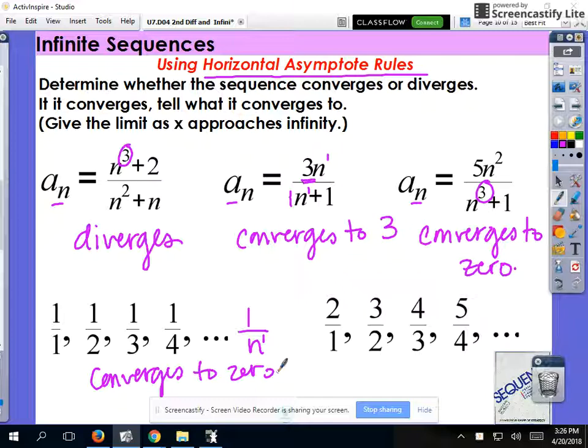All right, now we got a little tricky one. I see it's similar in the bottom, but I'm going to have you pause the video and try to figure out what the general term is for this. Pause the video now. See if you can do it.